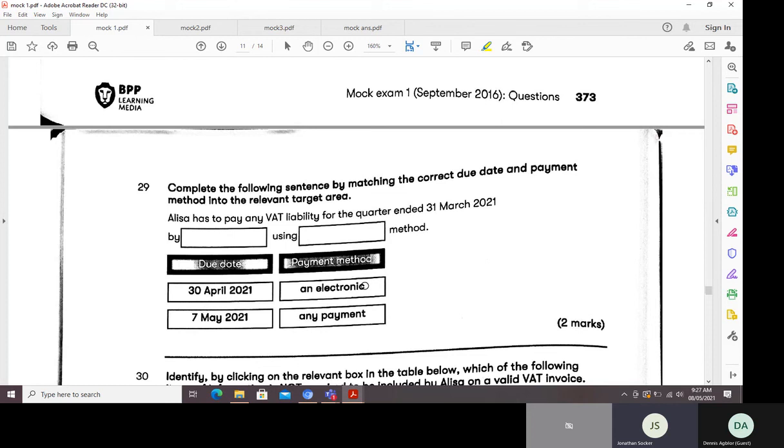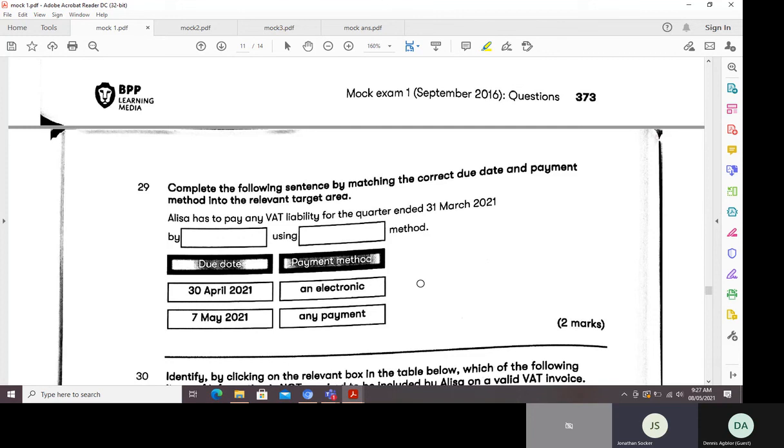Okay, so the method for payment of VAT liability is electronic. So the method is electronic method. Then by what date? Now, for the date, VAT liabilities are paid by the 7th of the second month after the end of the quarter. The 7th of the second month after the end of the quarter.